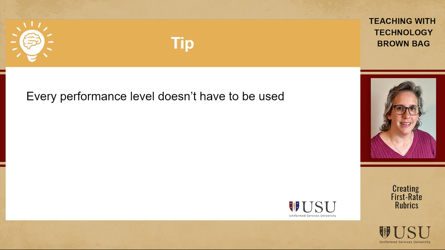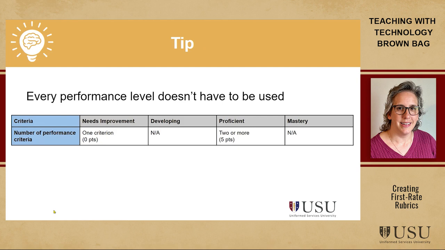So we have a few more tips for you. This one is that every performance level doesn't have to be used. So maybe one of the problems with that previous one we were looking at is that it was impossible to split professionalism up into 4 or 5 different levels. So you may find, like in this example, that there isn't really a logical way to split up the levels, and so you may not use them all.